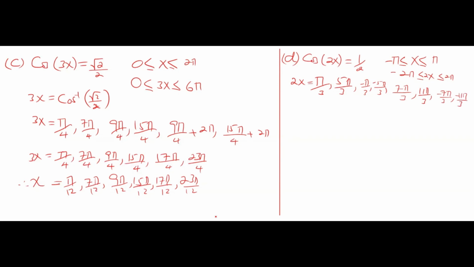We also have to remember that the original domain, which was negative pi to pi, means any obtained value has to be within that given original domain. So let's solve for x.